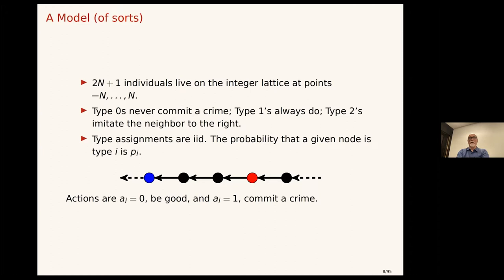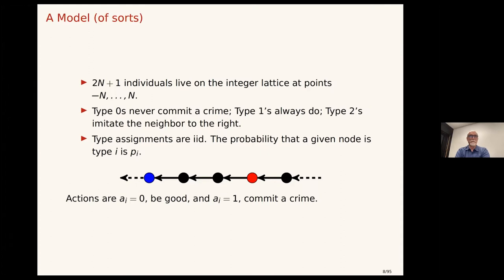So here is their model. We're going to imagine that there are 2n+1 people that live on an integer lattice, that live on a line. Okay, so already we're pretty far away from reality, but remember what they're trying to do here is just make a point, okay? And there are three kinds of people in the world. There are saints. Saints are type zeros for us, by the way. The zero is a halo, up here, okay? Saints are really good people. They never commit crimes, okay? They're just good through and through, okay? Some of you, no doubt, are saints, okay?